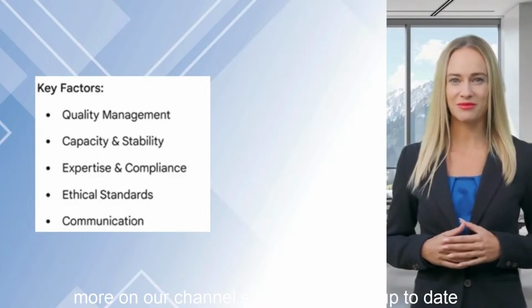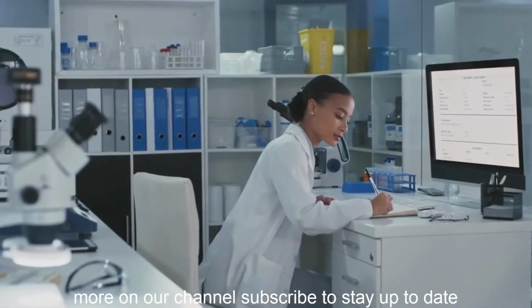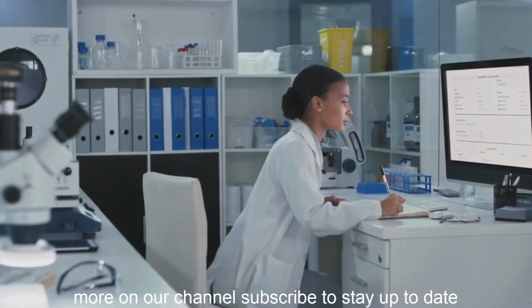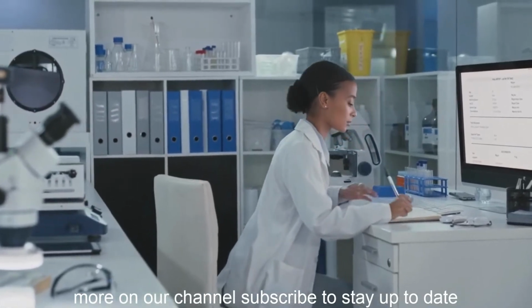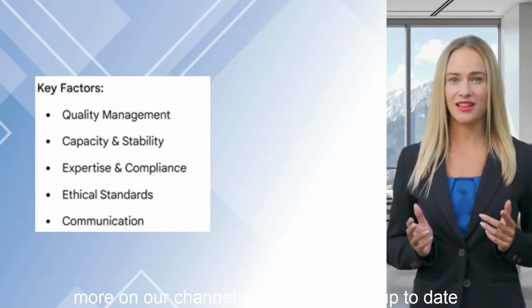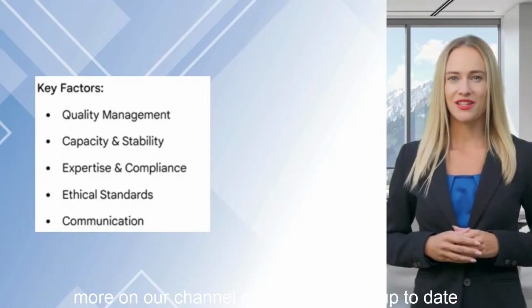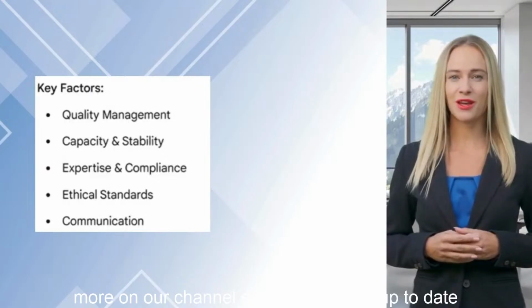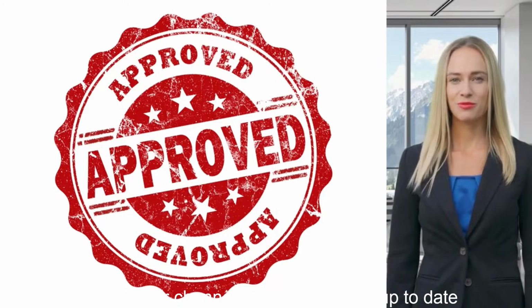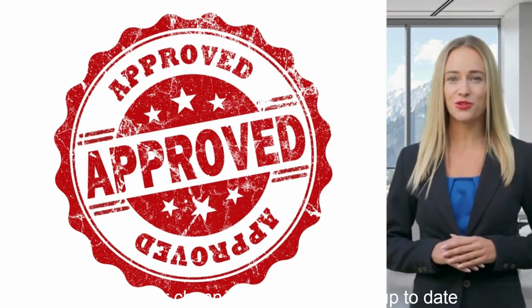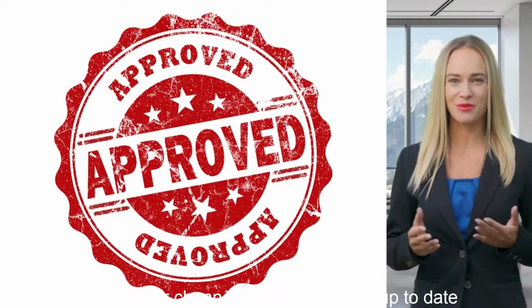Regulatory compliance. Does the supplier comply with all relevant regulations and industry standards? Ethical and environmental standards. Does the supplier adhere to ethical business practices and environmental regulations? Communication and responsiveness. Is the supplier responsive, communicative, and easy to work with? By implementing a rigorous supplier qualification process, companies can build a reliable supply chain, minimize risks, ensure quality, and foster strong long-term partnerships with their suppliers.